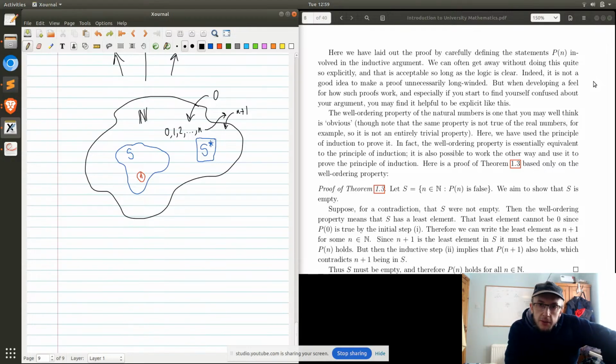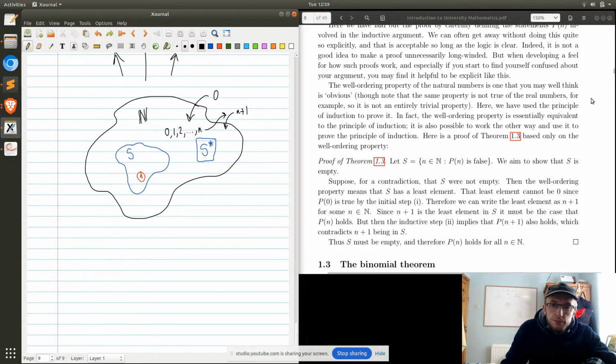The well-ordering property of the natural numbers is one that you may well think is obvious, though note that the same property is not true of the real numbers, for example, so it is not an entirely trivial property. Here we have used the principle of induction to prove it. In fact, the well-ordering property is essentially equivalent to the principle of induction. It is also possible to work the other way and use it to prove the principle of induction.